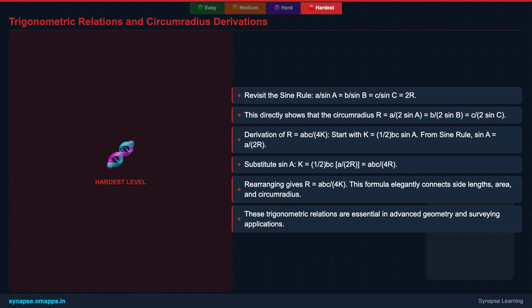To do this, start with the area formula K = (1/2)bc sin A. From the sine rule, we know sin A = a/(2R). Substitute this into the area formula, and after a little rearrangement, you arrive at K = abc/(4R), which then gives us R = abc/(4K).